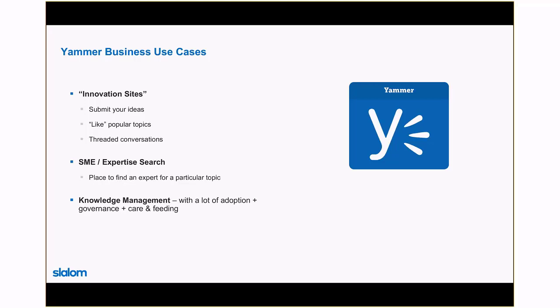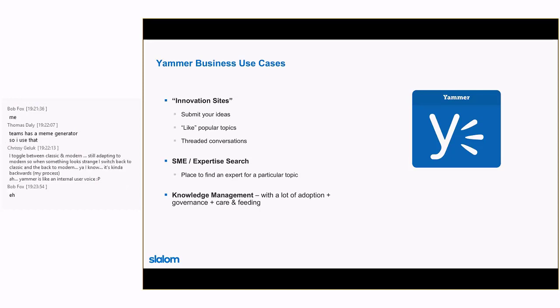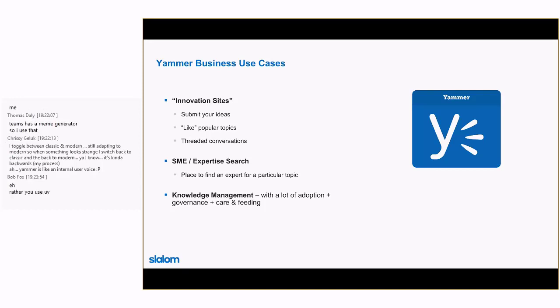You also have threaded conversations around those innovation sites, so people can upvote them, they can like it, they can say this is good, this is bad, etc. There's also SME or expertise search. Yammer is a good use case for finding people that might be experts in a particular field. Who are your senior engineers? Who are your folks that know a lot about claims processing? Whatever is applicable to your industry.